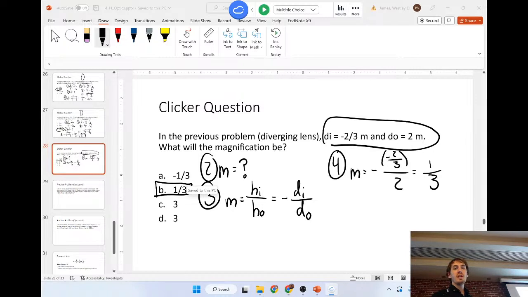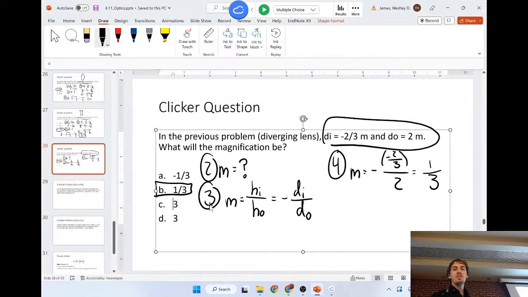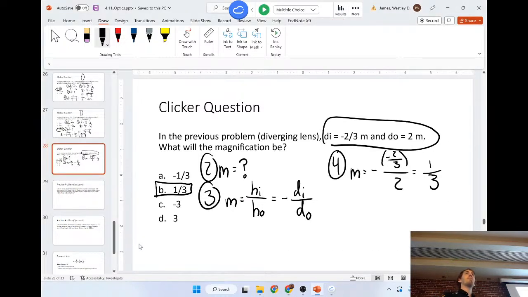You can also realize a diverging lens always makes an upright image. A diverging lens always makes an upright image. Upright is a positive magnification. Upside down is a negative magnification.